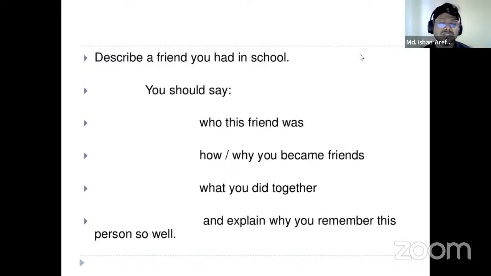So when I get any holidays or vacations, we used to visit places together. So we used to roam around in some of the scenically beautiful places like Dhaka Shishu Park, Dhaka Museum. So we went to the museum and the Shishu Park together. So we are the best buddies. And then how to explain why you remember this person so well. I remember this friend so well because he has a special place in my heart.